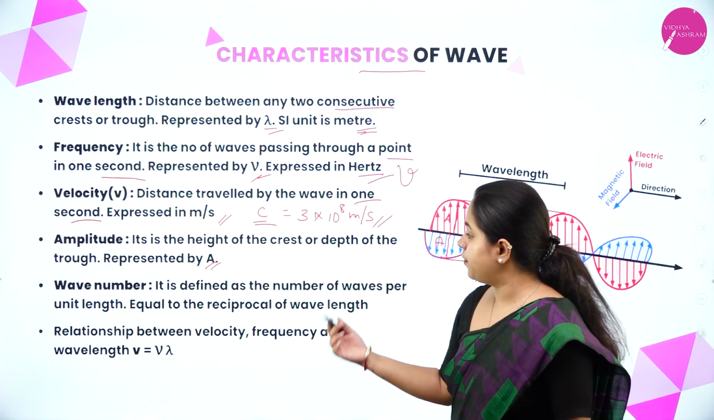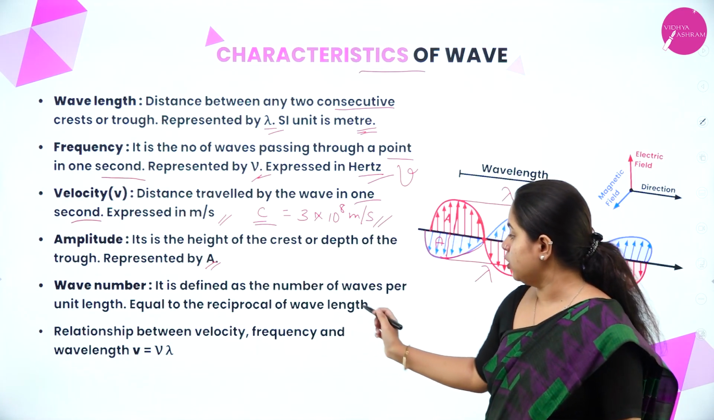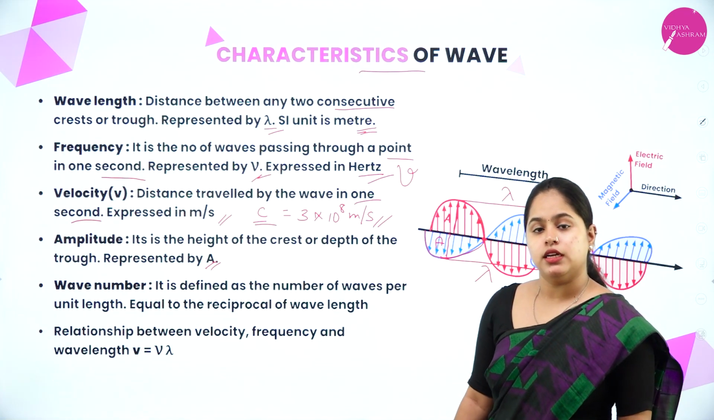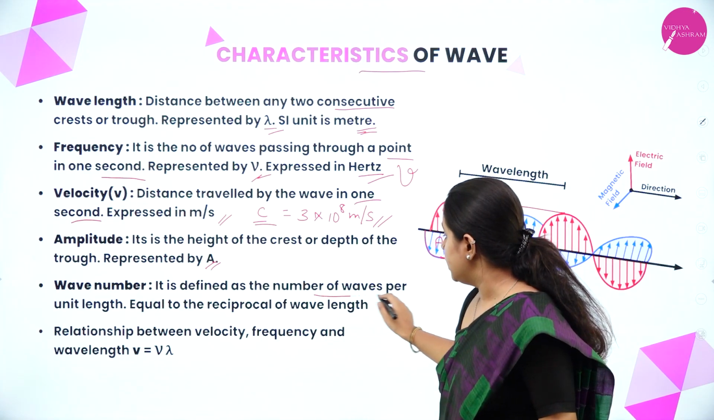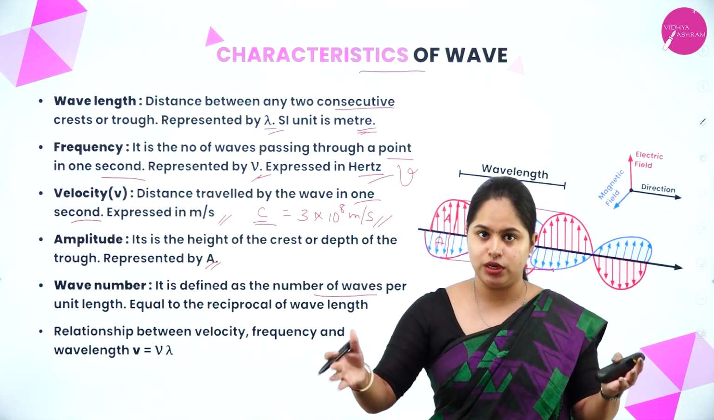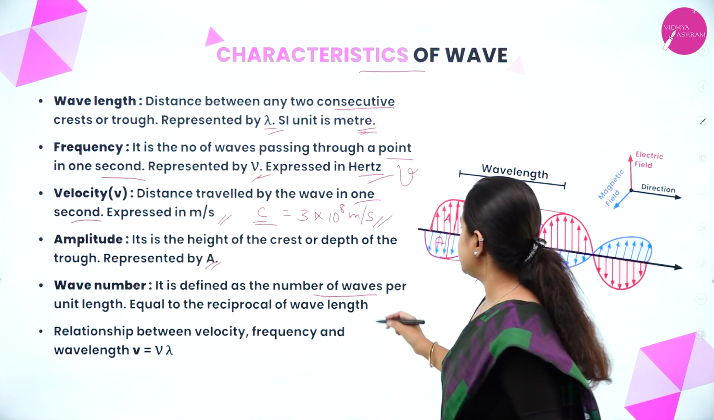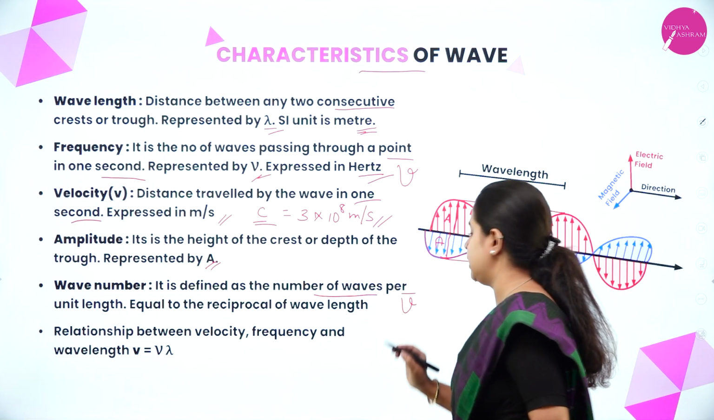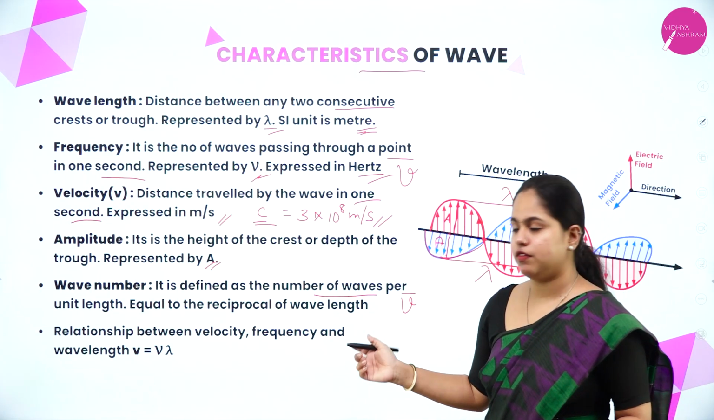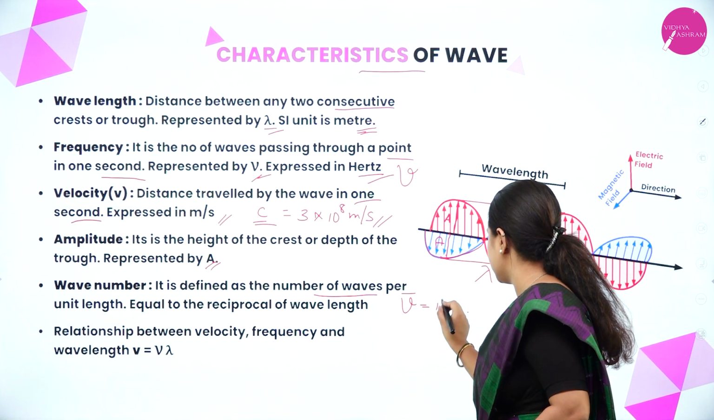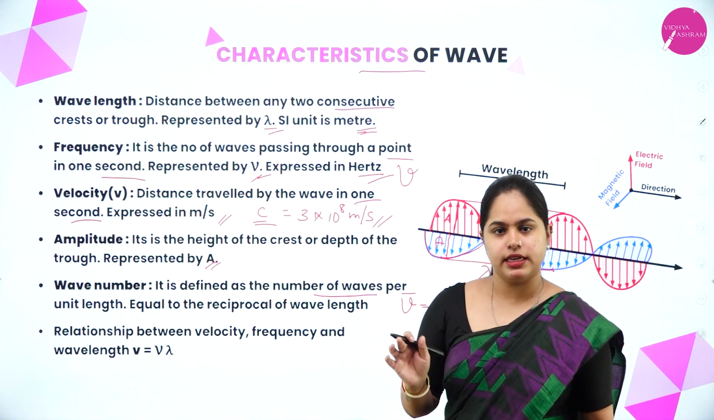Now the next one is wave number. It is defined as the number of waves per unit length, and it is equal to the reciprocal of wavelength. In a unit length, how many waves are present? That is your wave number. It is represented by the symbol nu with a bar. Nu is for frequency, right? Nu bar is the symbol for your wave number, and that is equal to 1 by lambda. It is the reciprocal of your wavelength.